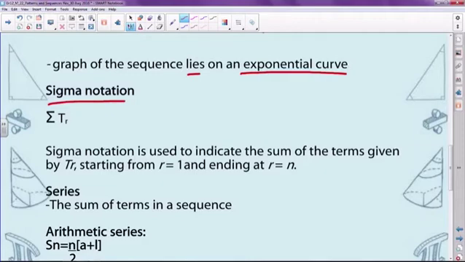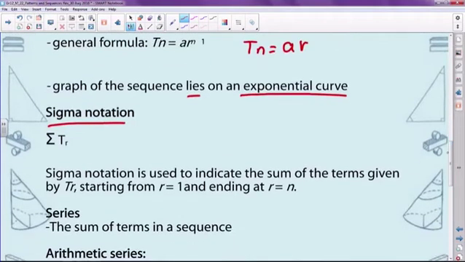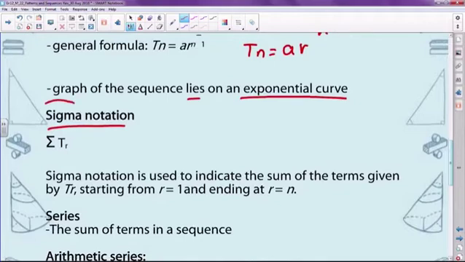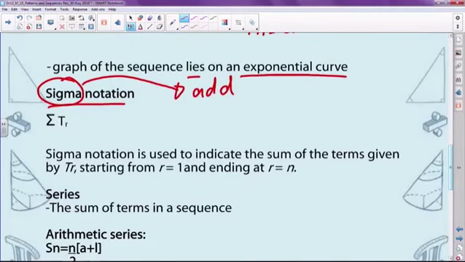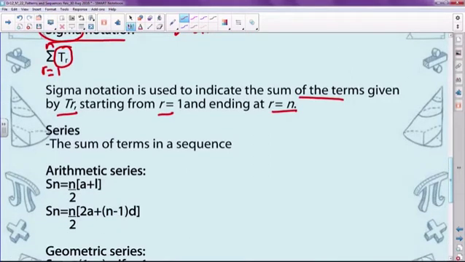Now let's talk about sigma notation. If we're looking at the sum of a sequence Tr, or a series Tr, remember whenever you're dealing with sigma, we're talking about adding things together. So that means we're dealing with a sum, and when we're talking about a sum, we're talking about a series. Sigma notation is used to indicate the sum of terms given by Tr, starting from r = 1 and ending at r = n. So usually we'll have r = 1 going up to n. Okay. A series, as I've mentioned before, is the sum of terms in a sequence.